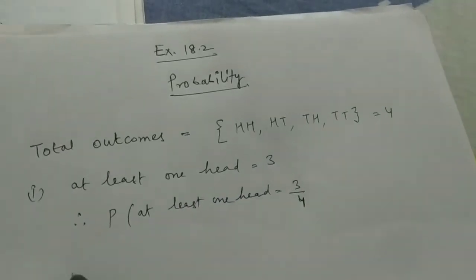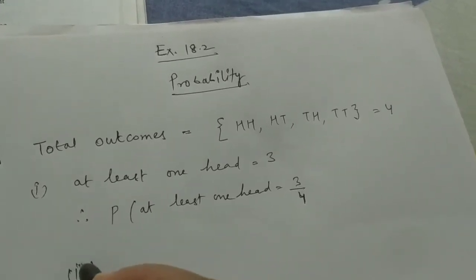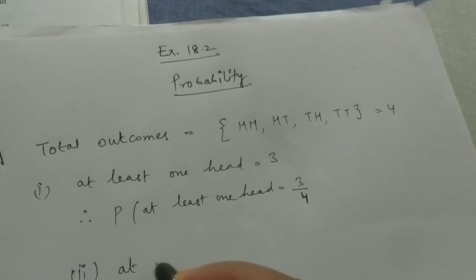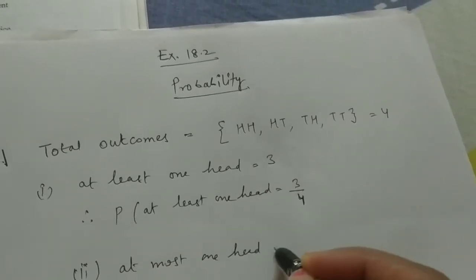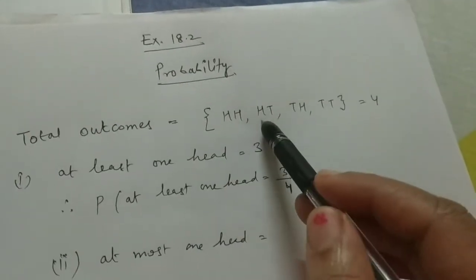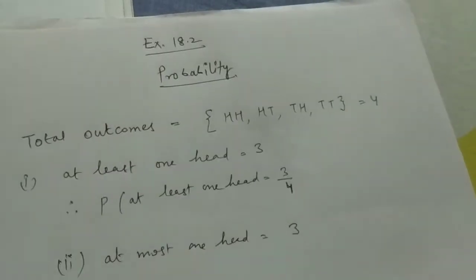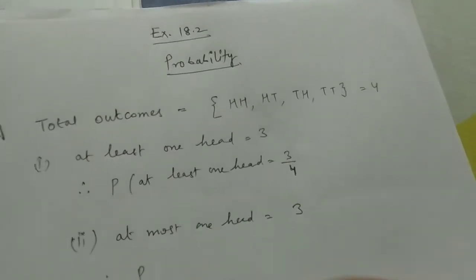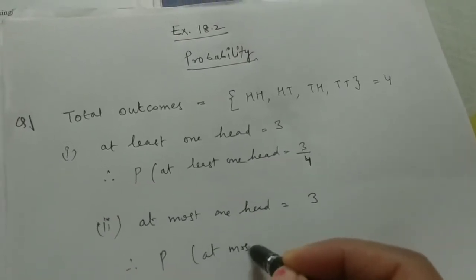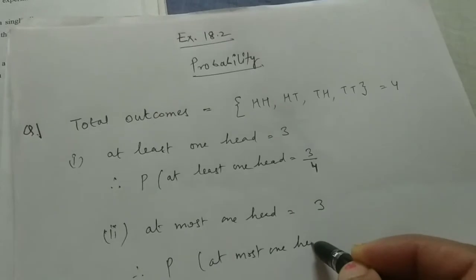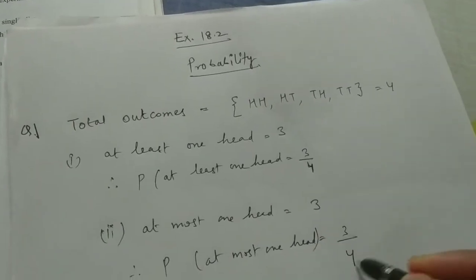Now the second part is at most one head. So here for at most one head, 3 outcomes have at most one head, so we would write 3. Therefore the probability of at most one head would be what? 3 by the total number of outcomes, 4.